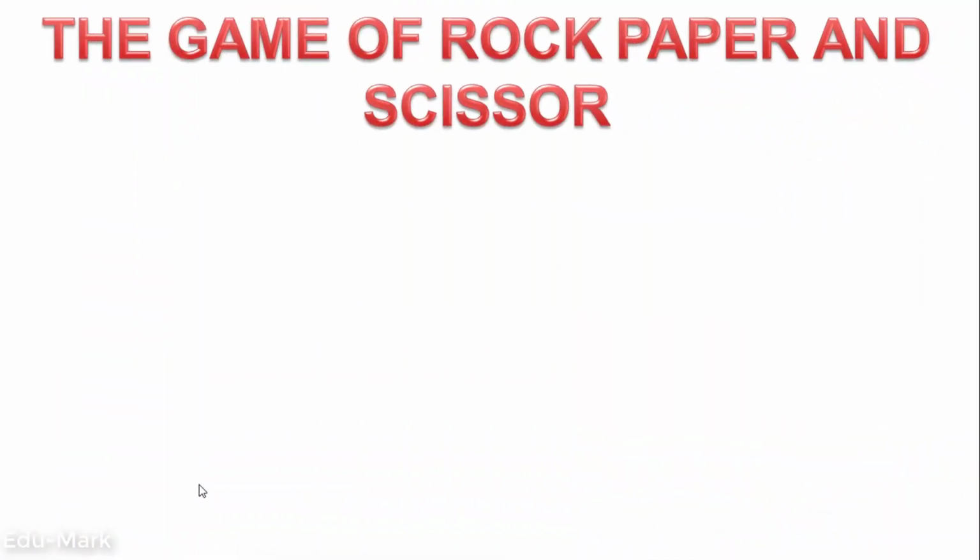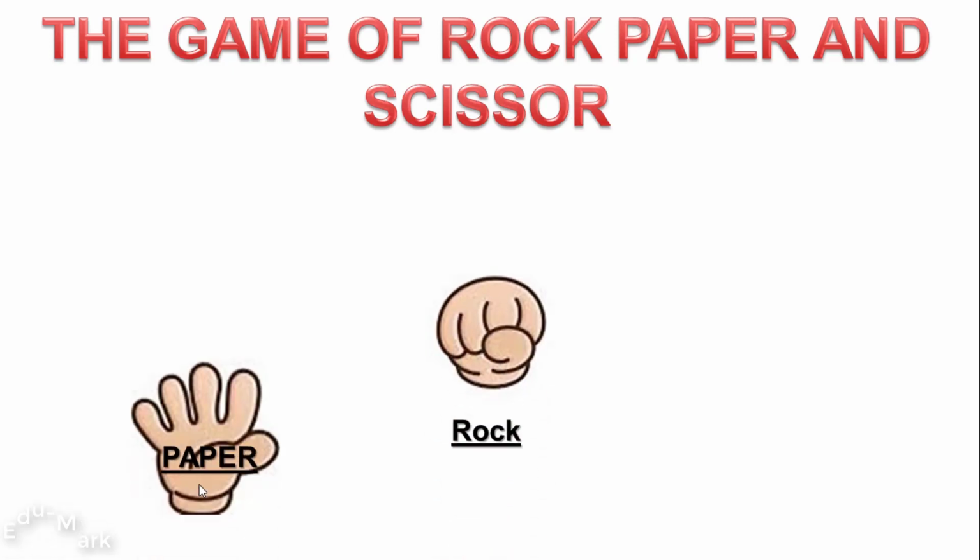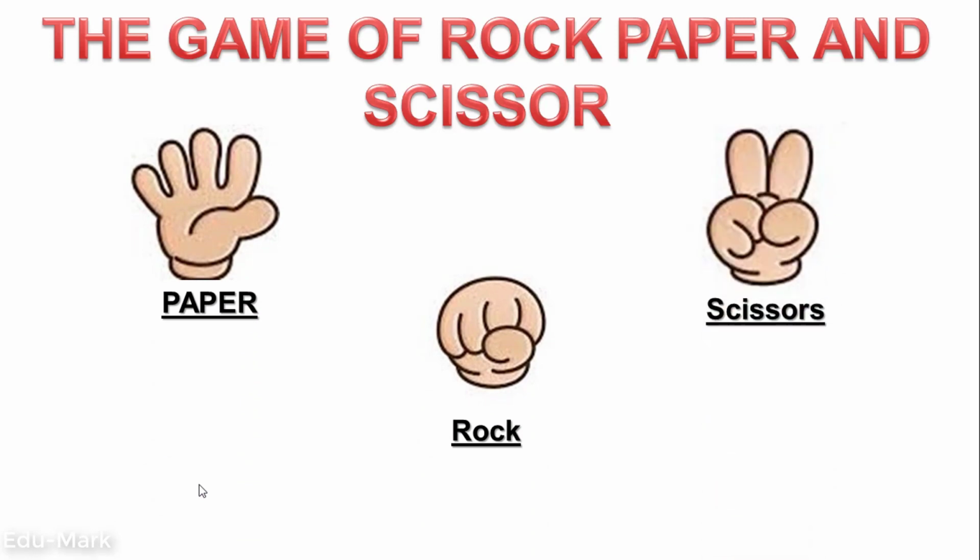We will name the project the game of rock, paper and scissors. This is a two-player game which will be played between the user and the computer. And we will try to make it more awesome with coding.